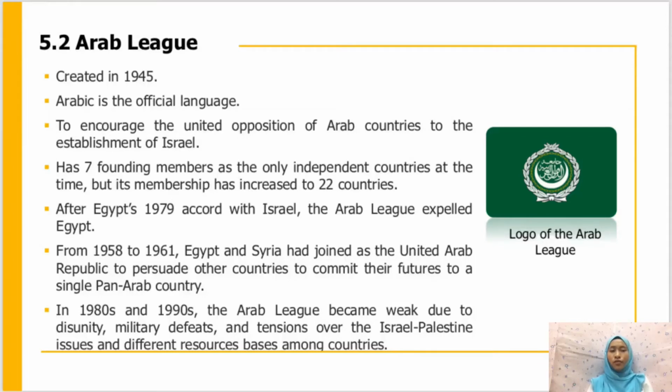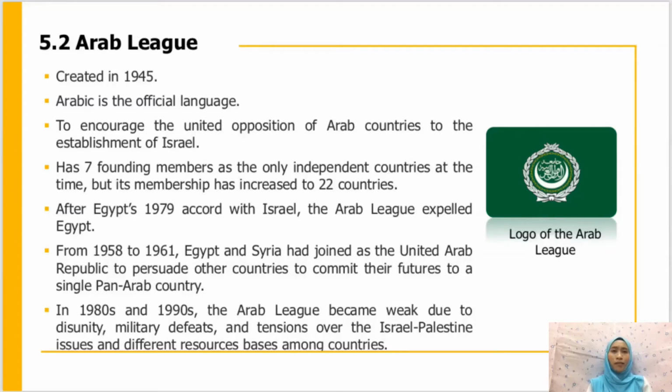Egypt and Syria had joined as the United Arab Republic under the leadership of Colonel Gamal Nasser with the intent of persuading other countries to commit their future to a single pan-Arab country. It did not attract the others and soon broke up. This lack of unity, military defeat, and tension over the Israel-Palestine issue and among countries with different resource bases weakened the Arab League and its ability to foster unity among Arab countries in the 1980s and 1990s.